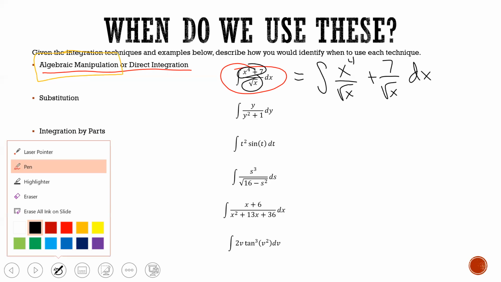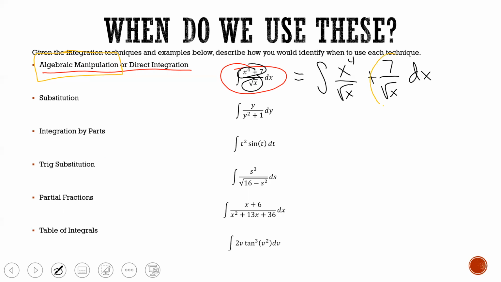And now we see that this part right here, this 7 over root x, we could find the antiderivative of using our power rule. The x to the fourth over square root of x might at first look a little scary, but note I can rewrite this as x to the fourth over x to the 1/2. And in this case, we can subtract the two exponents and make this x to the 3.5, or x to the 7 over 2. And so then that first integral just becomes another power rule.